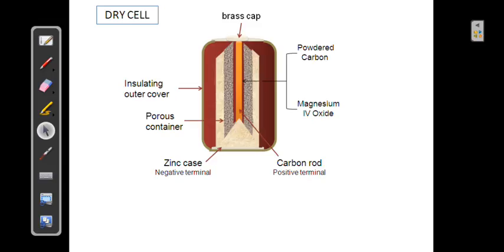So of course you have at the top the brass cap. Then right in the middle we have the carbon rod, which acts as the positive terminal, and then we have the zinc case at the bottom, which acts as the negative terminal. Then we have the porous container, and then we will see that this product uses, besides the carbon rod, also powdered carbon and magnesium oxide.